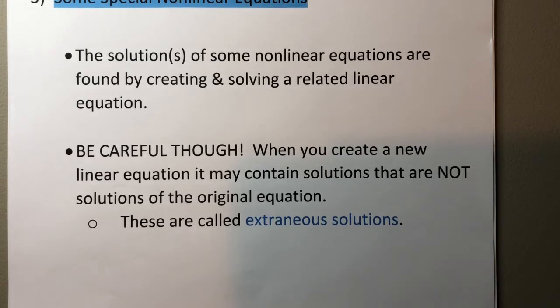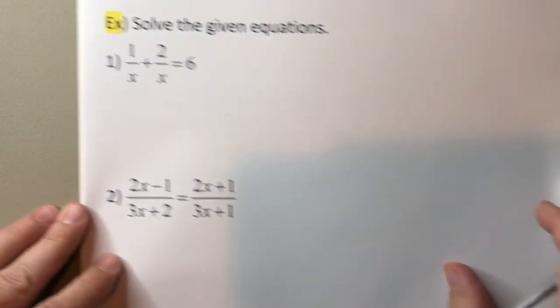You're not going to have any vocabulary on any test or anything like that, but a solution that works based upon what you had to do to the equation to solve it, but does not satisfy the original equation, is called an extraneous one, just so you know. All right, so let's go and look at some examples.